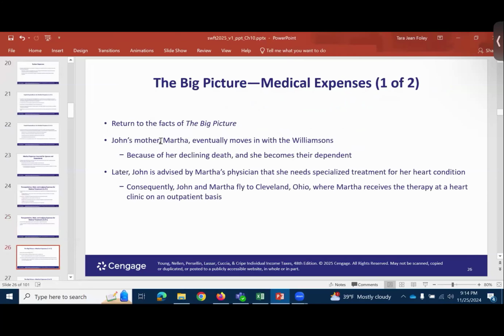So John's mother Martha moved in with the Williamsons because of her declining health. Because of her declining health, she becomes their dependent. Later, John is advised by Martha's physician that she needs specialized treatment for her heart condition. John and Martha fly to Cleveland, where Martha receives the therapy at the heart clinic.